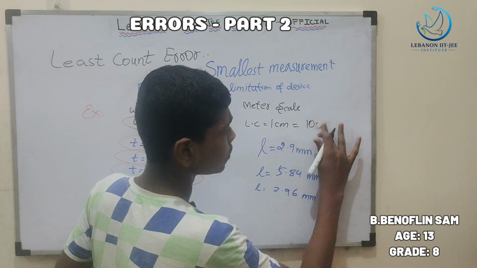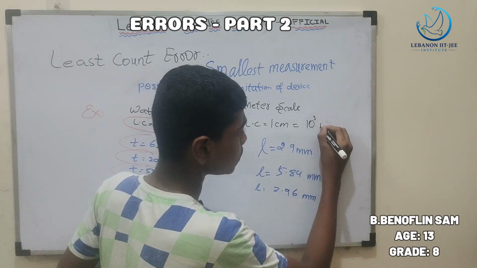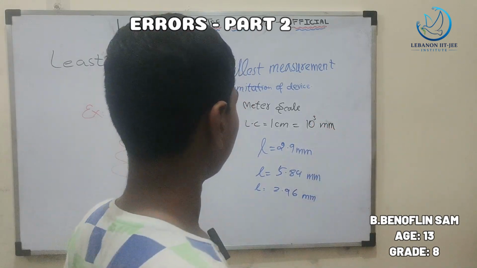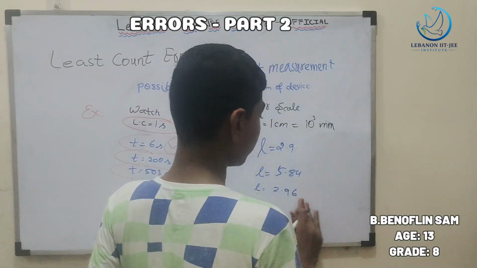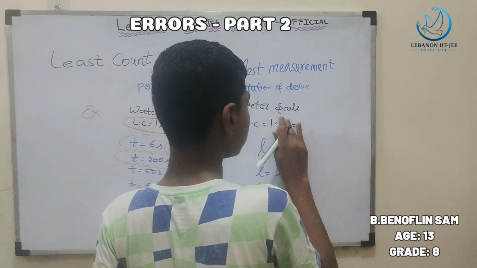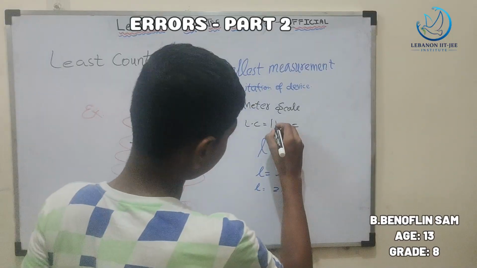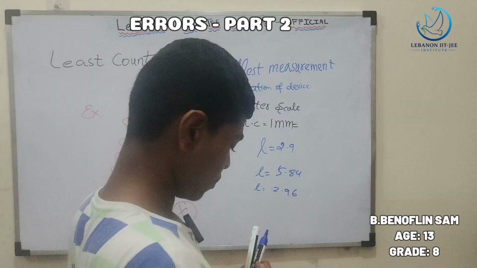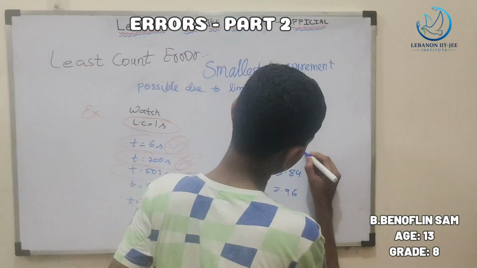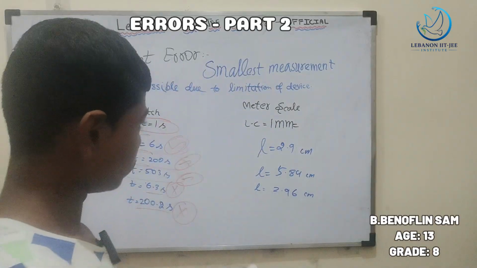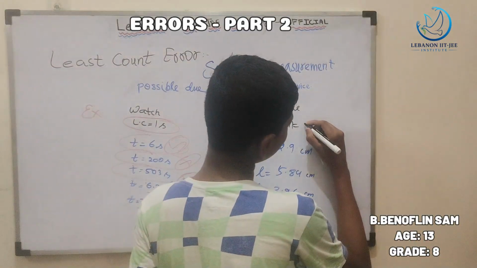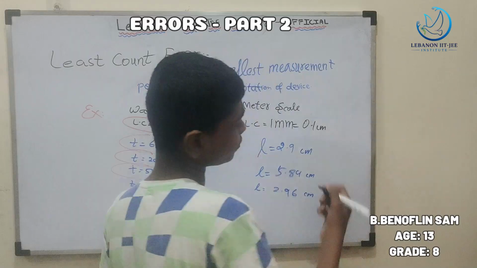10 to the power 3 millimeter. Wait, I need to change the signs actually, I'm very sorry about the signs. This will come in millimeter, and these are centimeter. So we can take this as 0.1 centimeter.